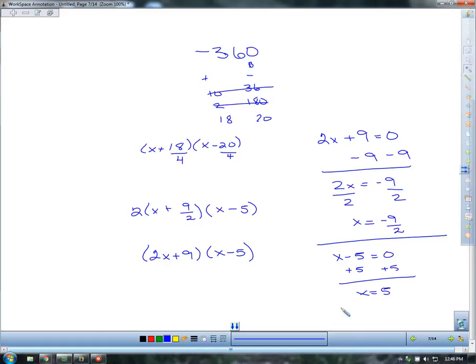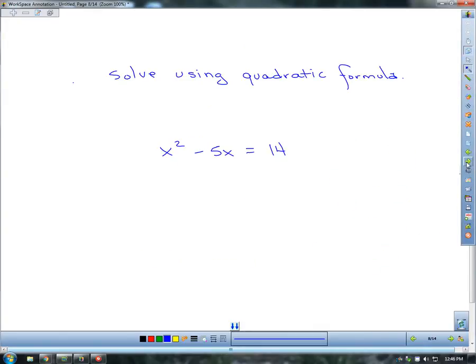On the test that we're going to take with this chapter, I have to make you use one of each one, and then I can give you a bunch of problems where you just do it. Okay? Alright. So moving on, I want you to solve this one using the quadratic formula.